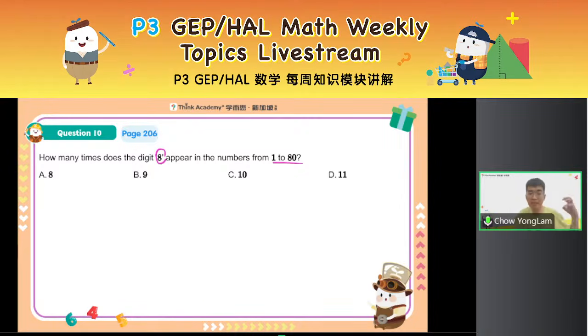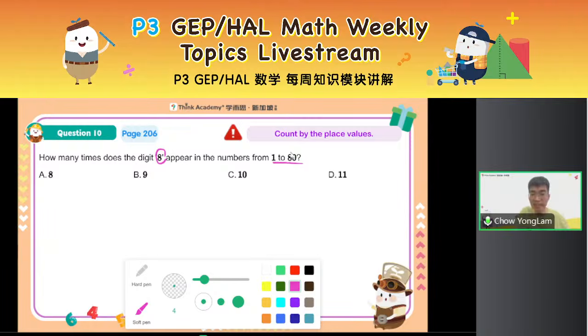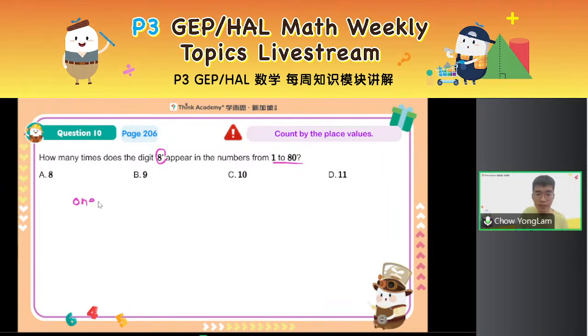So remember, when we are counting, don't just count blindly 1, 2, 3, 4, 5, 6, 7, 8. Remember to count by the place values. So since this is 1 to 80, thank God there's no hundreds place. But if there is a hundreds place, you need to pay attention. Count 100 by 100. Since this is only 1 to 80, I only need to consider the ones place and the tens place, right?